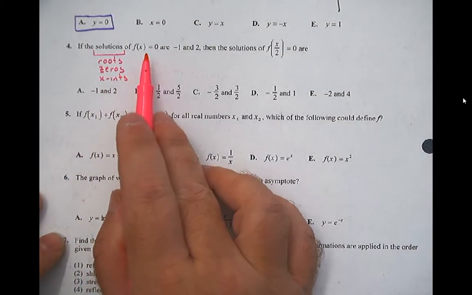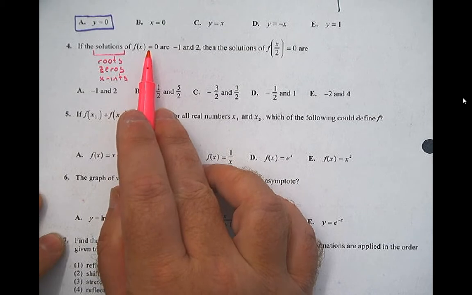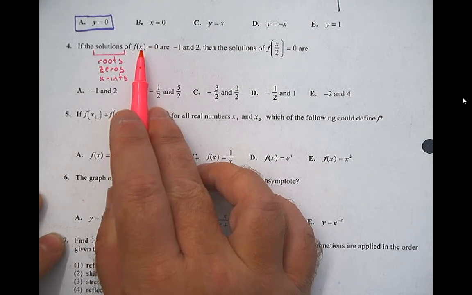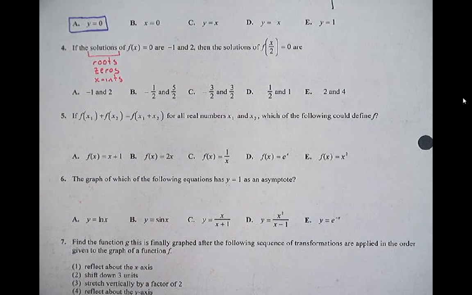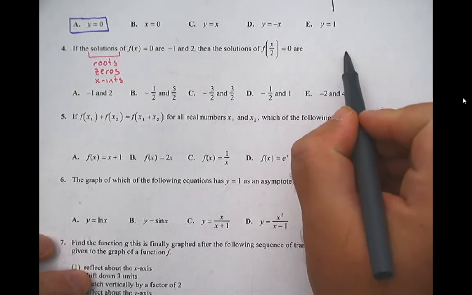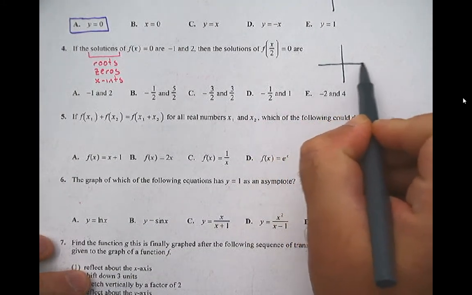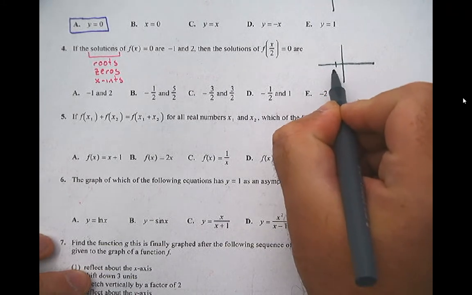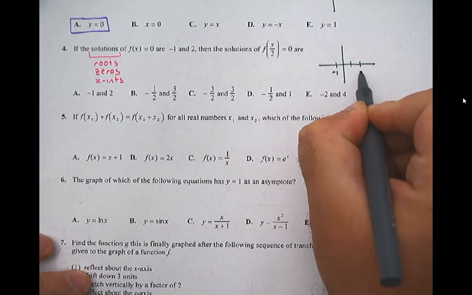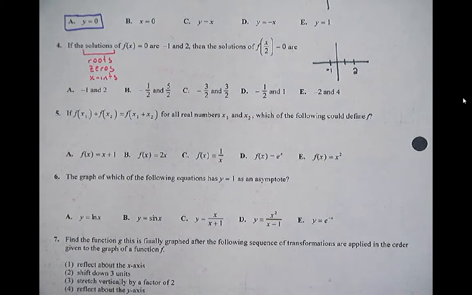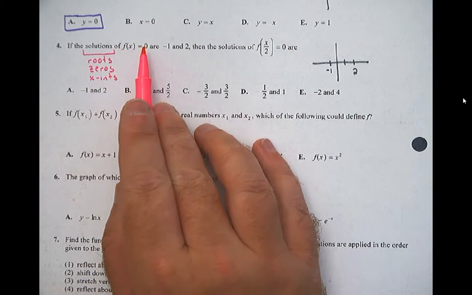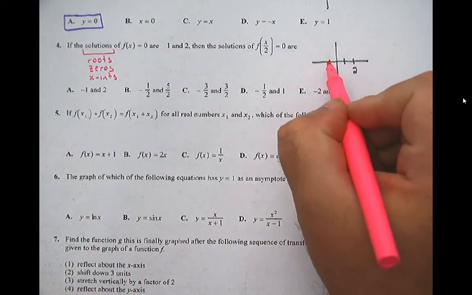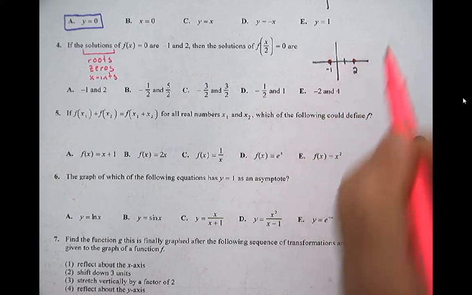So it means that our graph, whatever our function is doing, has a y value, our function values are equal to 0 at negative 1 and at positive 2. If we're looking at a picture of this, at negative 1 and at positive 2, our graph has zeros. Our graph has a y value, remember f means y value, of 0 at negative 1 and 2. Negative 1 and 2, these are the zeros.